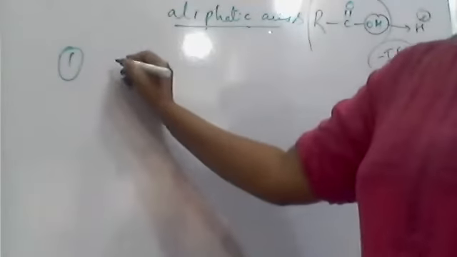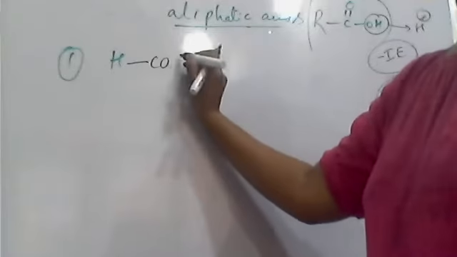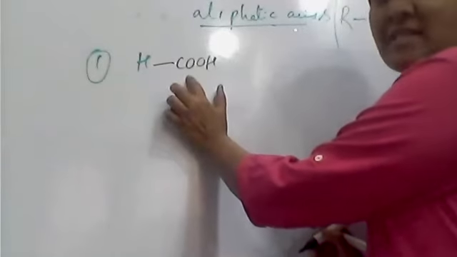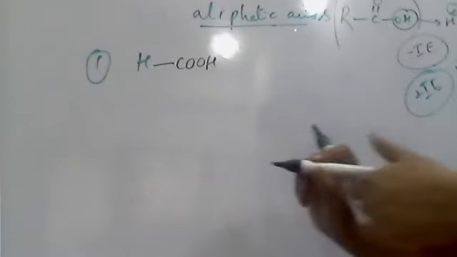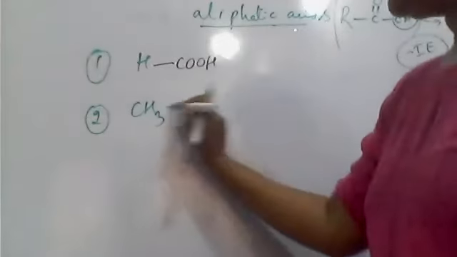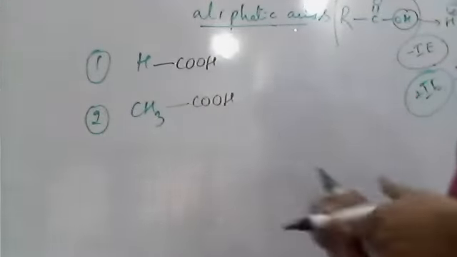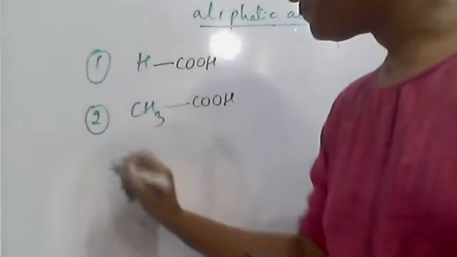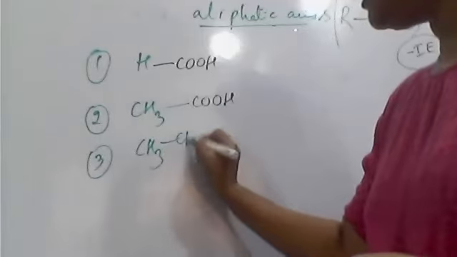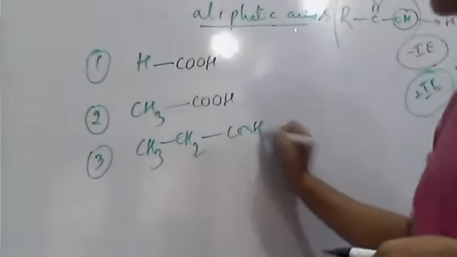So see here. First I'll take HCOOH. What is this acid? This acid contains only one carbon, so this is methanoic acid, formic acid. And next, second one here, CH3COOH. And next, see here, third one I'm taking, CH3CH2COOH.